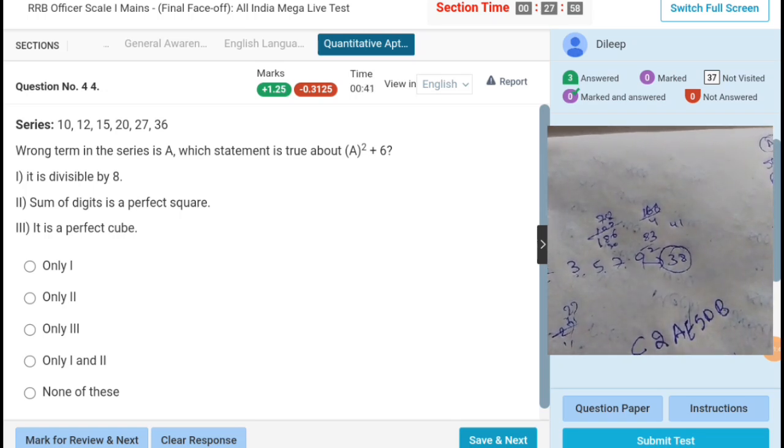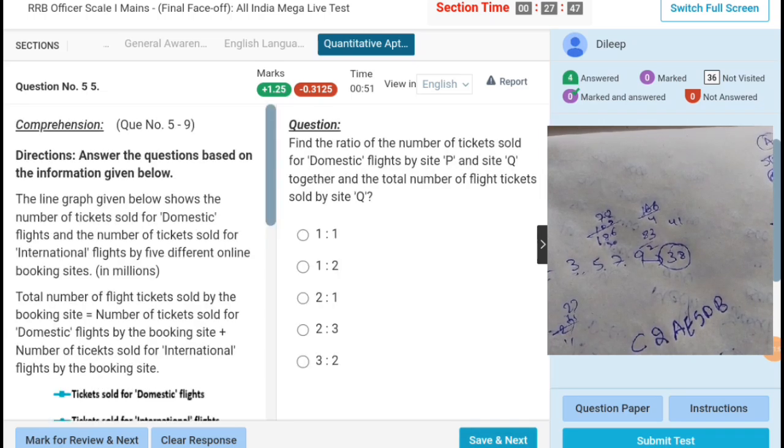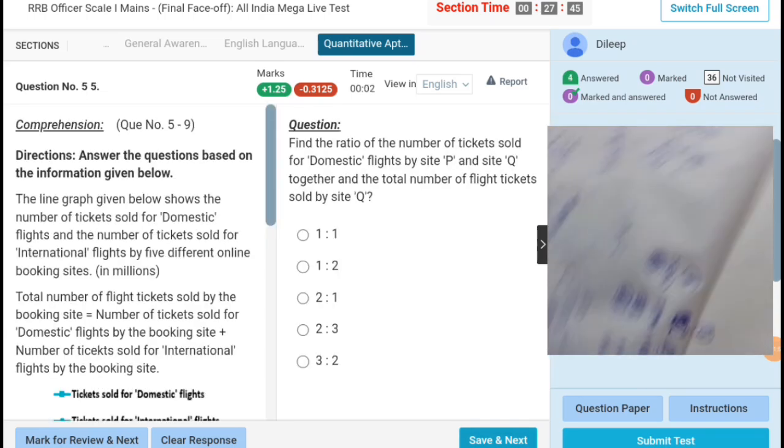1447 is divisible by 8. Sum of the digits is a perfect square. It is a perfect cube. Only two, I think. Next.